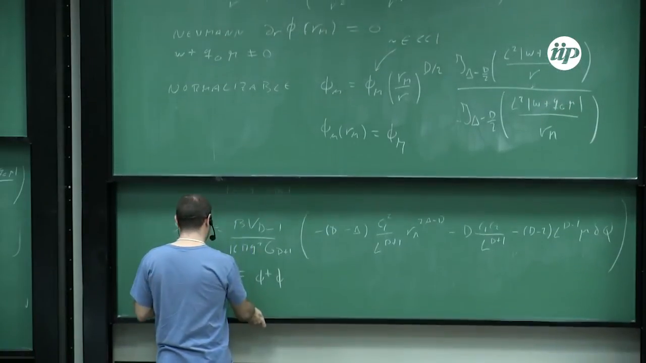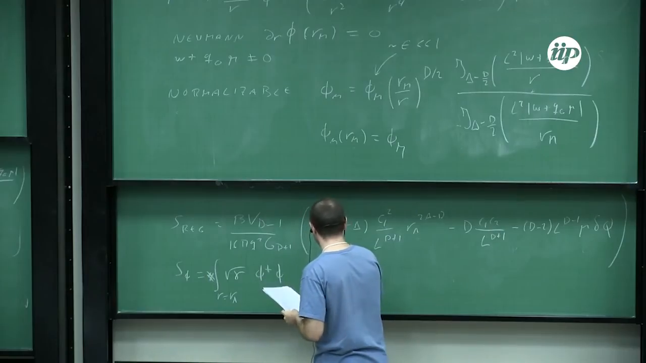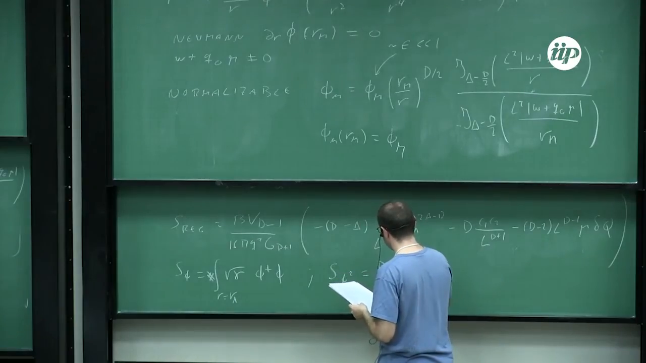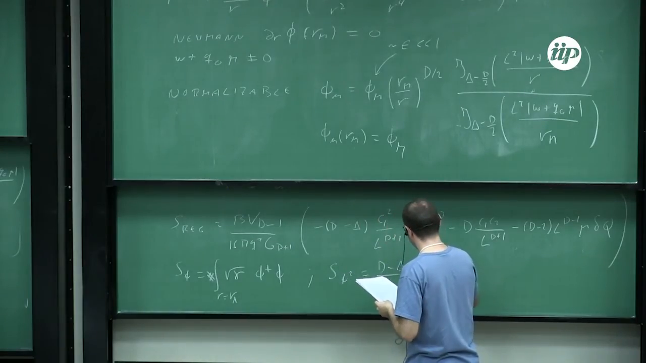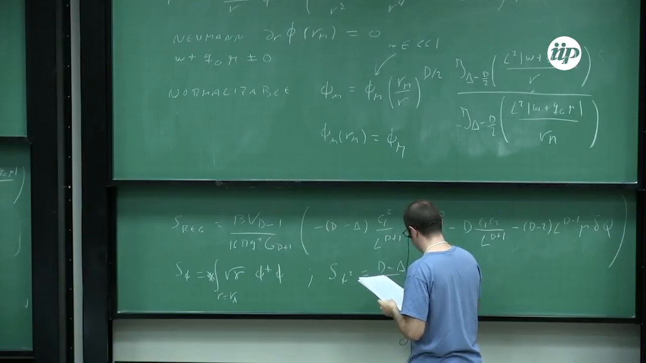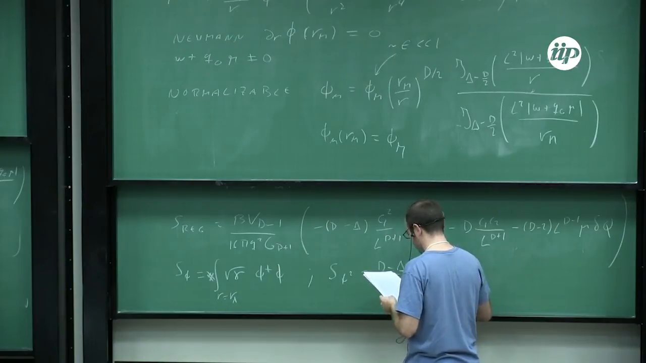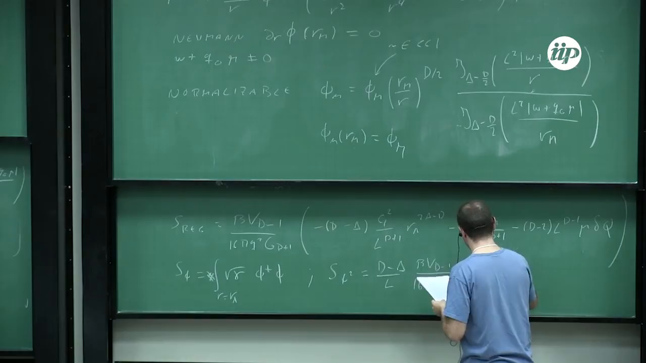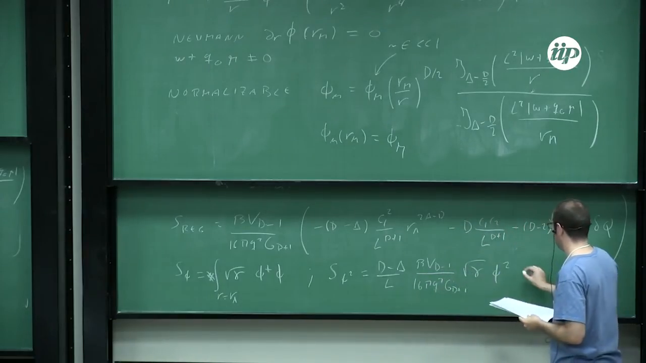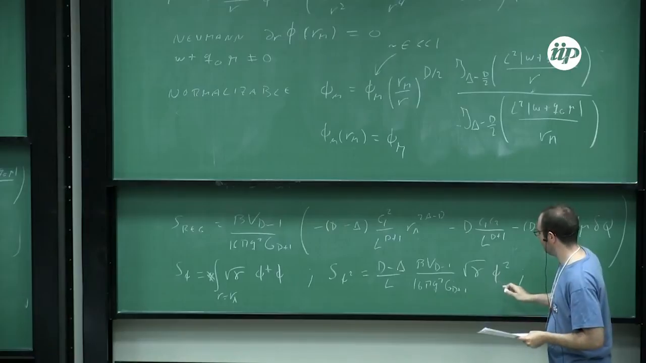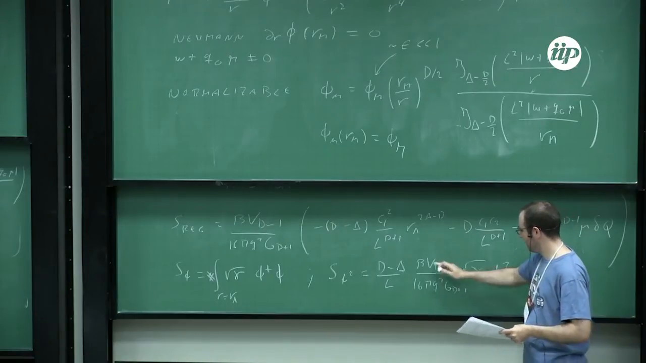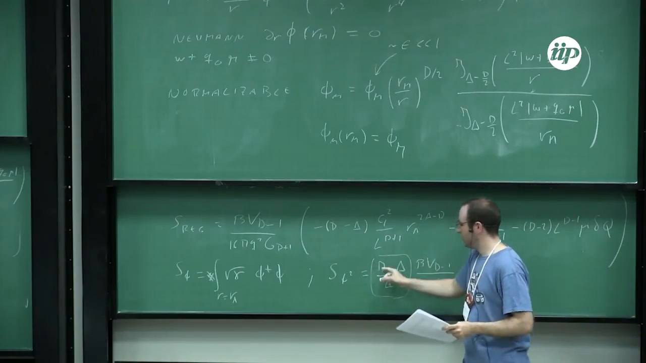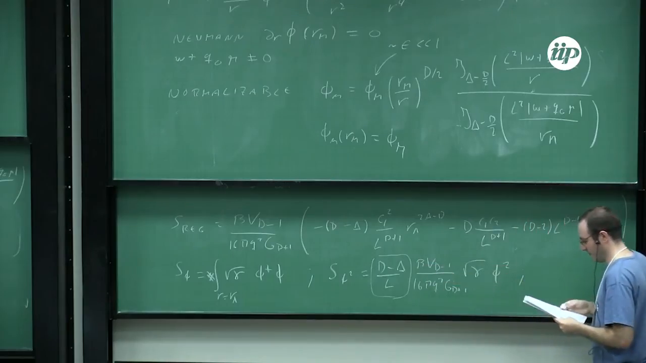So let me just write it. What this is, this will be (d minus delta) over L, beta V_{d-1}, 16 pi G_N, d minus plus 1, square root of gamma phi squared. Okay. I'm using that nothing depends on time or space, and then this is the overall coefficient, and this is the right number you have to put here, (d minus delta) over L.